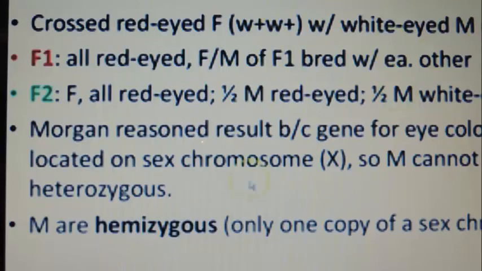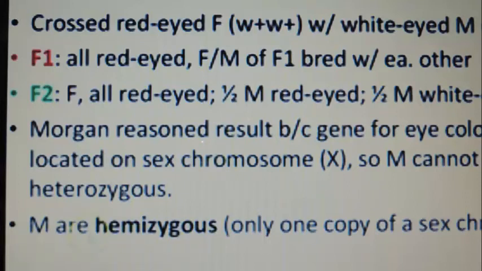Now, Morgan worked through this conundrum and proposed that what must have occurred is that this particular gene for eye color is found on the X chromosome. That's significant because males and females have different numbers of X chromosomes. Since females have 2 X chromosomes, they'll be affected at a different rate than males in relation to the reception of this gene for red eyes.